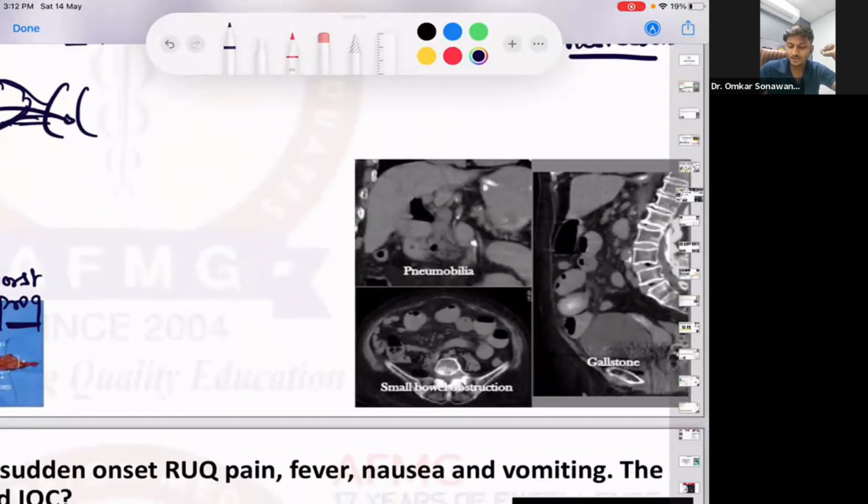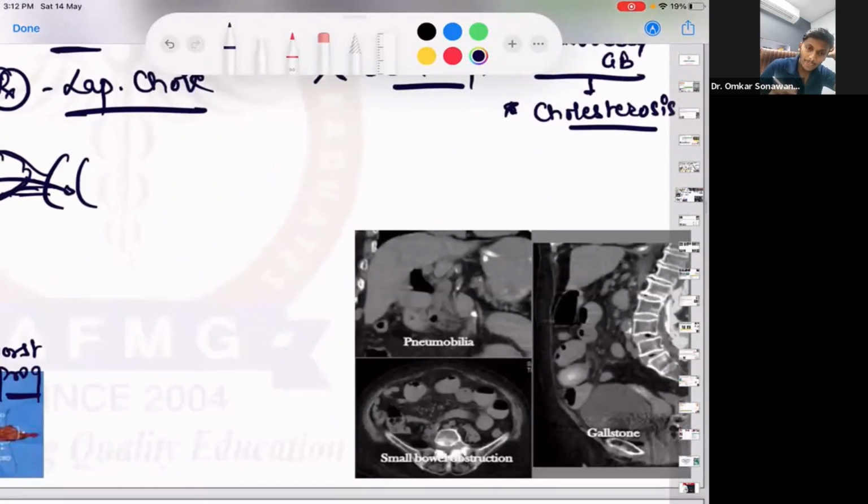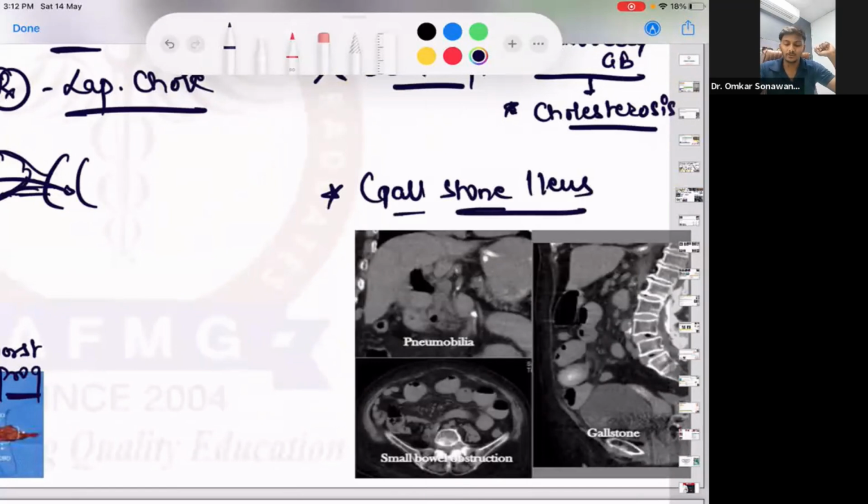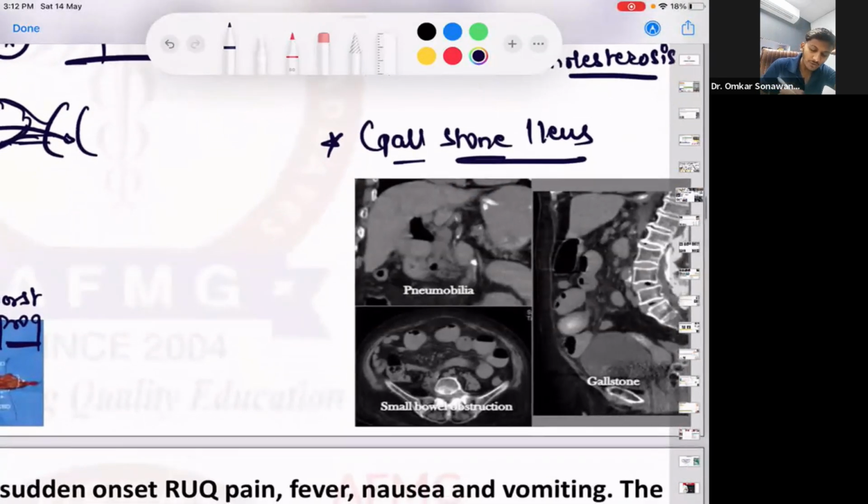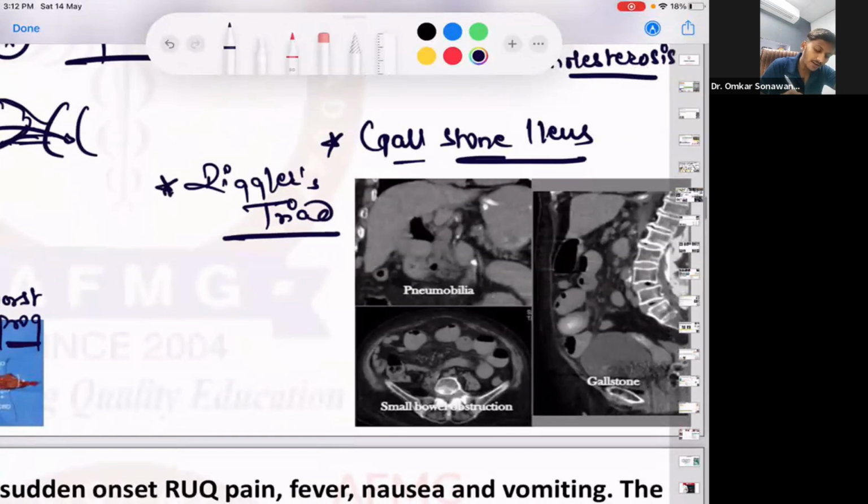So what is this condition called? Quickly. Tell me the name of the triad quickly. This condition is called gallstone ileus. Very good, Niveta. The condition is called gallstone ileus. Okay, important. There would be a dynamic obstruction of the intestine. Very good, Rajneesh. In gallstone ileus, the triad is known as the Rigler triad.